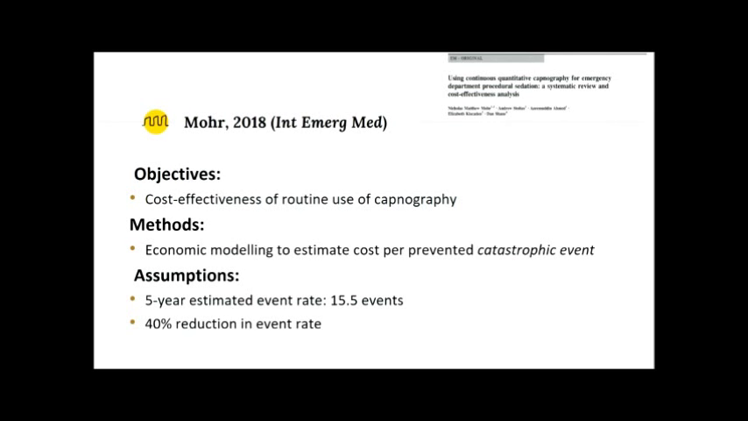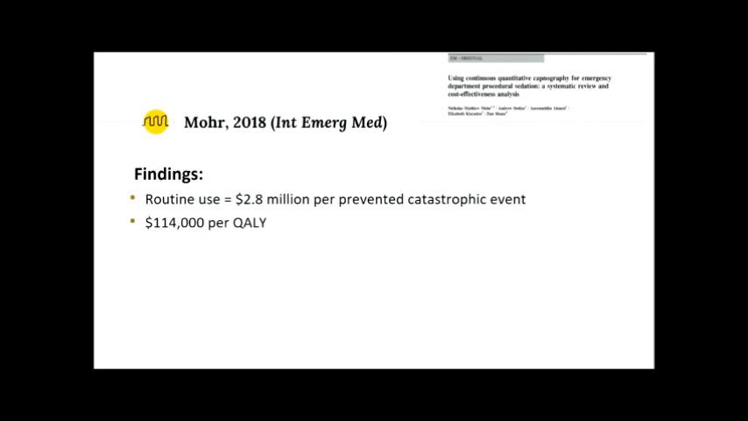So they said we have our 15 events per year. We can potentially reduce it by 40%. So that will lead to approximately 9 events over a 5-year period if capnography is continually used. And then they associated a cost with that. Their findings were that if we were to routinely use capnography, it would cost approximately $3 million per catastrophic event, with the caveat that there are no catastrophic events that have been reported in the emergency medicine literature.